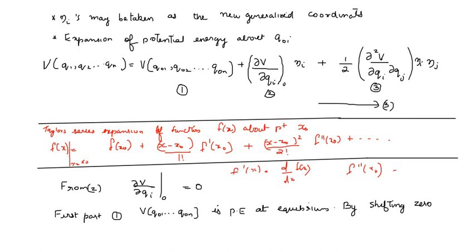f double dash of x0 is equal to d square f of x by dx square at x equal to x0. കണ്ടു കഴിഞ്ഞ് നമ്മൾ എക്സിന് പകരം x0 സബ്സ്റ്റിറ്റ്യൂട്ട് ചെയ്താൽ f double dash of x0 കിട്ടും. Now this is the Taylor's expansion of function f of x about point x0.